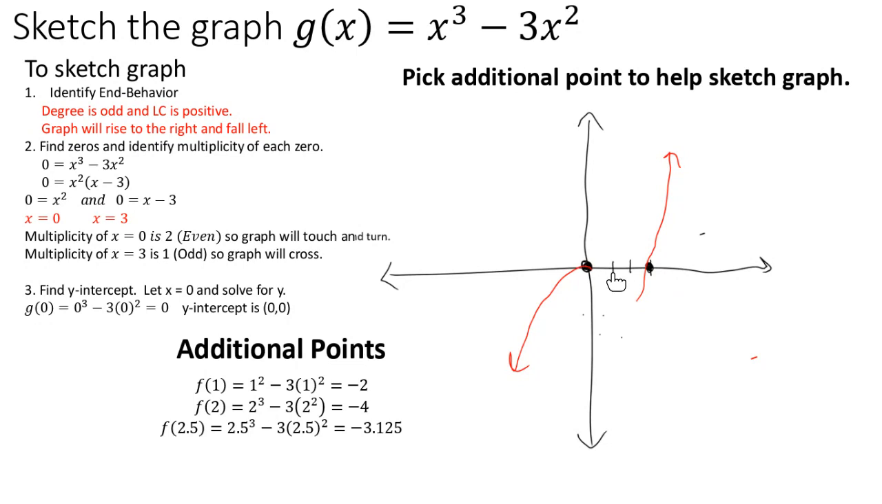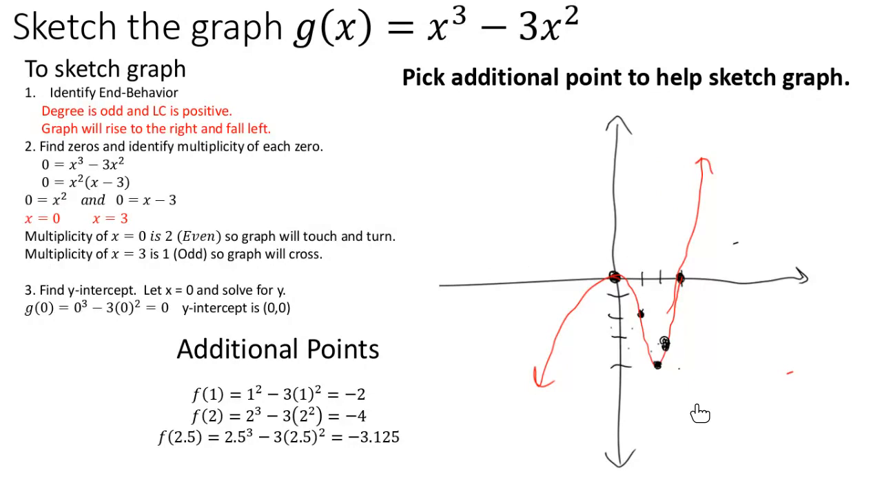So I'm going to plot f of 1. Anywhere I see an x, I'm going to substitute a 1. So I get 1 cubed minus 3 times 1 squared. That gives me negative 2. And then I'm also going to do 2. So f of 2 is 2 cubed minus 3 times 2 squared, which gives me negative 4. And that might be good enough for some of us. But if you're really curious, you can do something between 2 and 3, like 2.5. And you can see that's going to be negative 3.125.